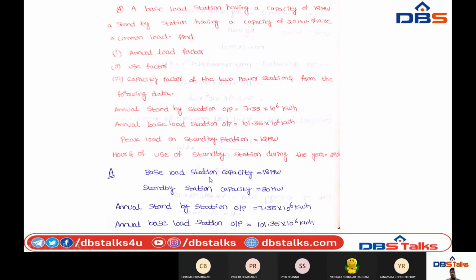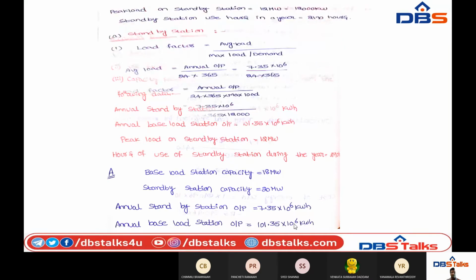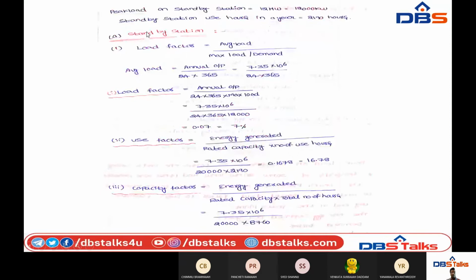18 megawatt is the station capacity in base load, standby 20 megawatt. After that, annual standby station output is 7.35 × 10^6 and base load station output is 101.35 × 10^6 kilowatt hour. Then peak load standby is 12 megawatt, and standby use hours are 2190 hours.